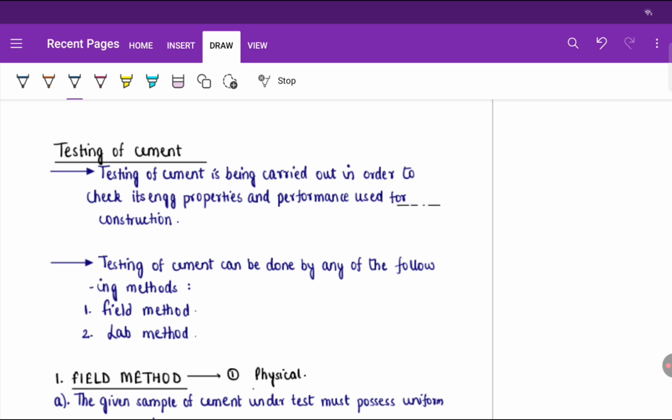Testing of cement is done to determine the engineering properties and performance at the construction site, how they behave. Testing of cement can be done by two methods. One is the field method and the second one is the lab method. The field method is done on the field, and the lab method can be done in two ways.